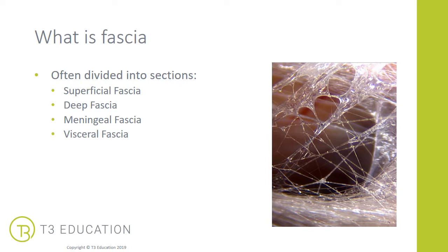The next is meningeal fascia. Now this one is the fascia that surrounds the nervous system and the brain. And then lastly, the visceral fascia, and that one surrounds the organs of the body.